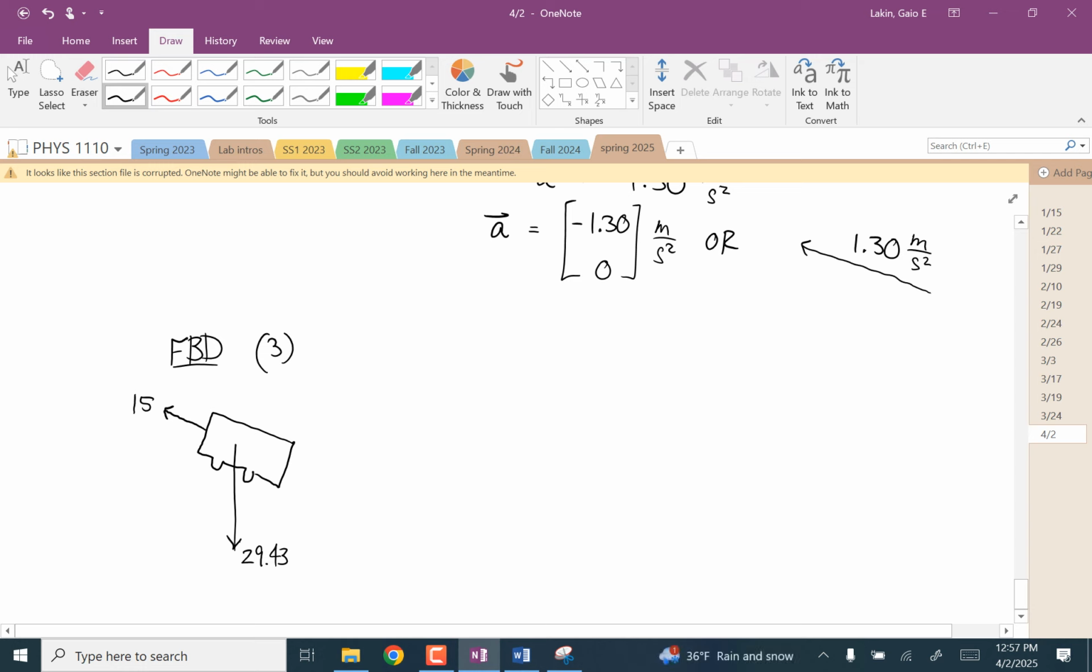Then we have a pushing force from the ground. I'll give that the variable name N3. And then the last one is the cable pulling on it. And the rules for a pulling force are parallel to the cable, away from the body.